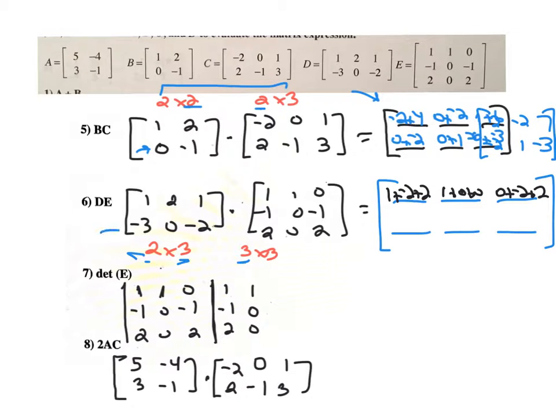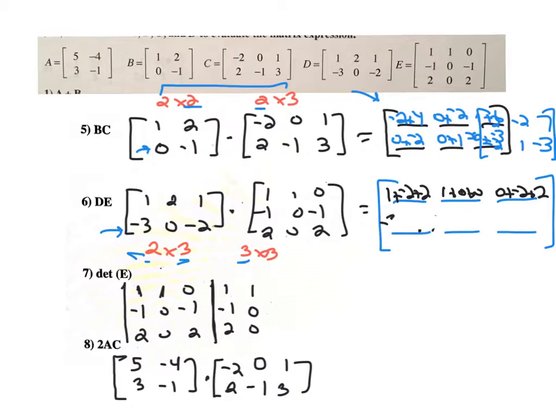Now I'm going to my second row. So I got negative 3 times 1, which is negative 3. 0 times negative 1, which is 0. Negative 2 times 2, which is negative 4. Not a very good 0 right there. Matter of fact, I'm going to erase that and do that one more time. That was kind of messy. Try to fit them all on this one screen. It may be too difficult.